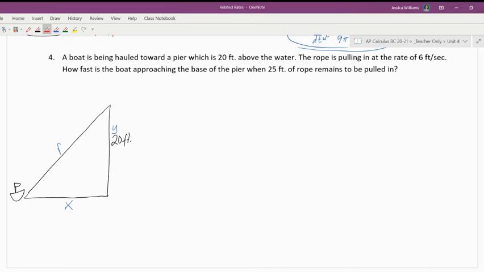All right, information. The rope is being pulled in at a rate of 6 feet per second. So I called it R for rope. So now I know dR/dt is 6. How fast is the boat approaching the pier? Remember, this is the pier. So if I want to know how fast the boat is going that way, then the question is asking about dx/dt. And it's asking about dx/dt at the instant in time when there's 25 feet of rope.